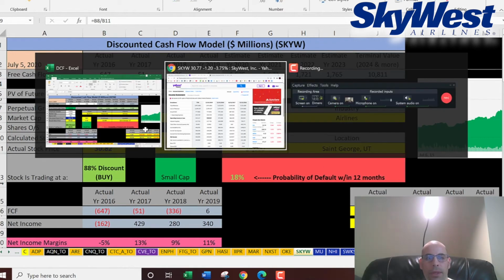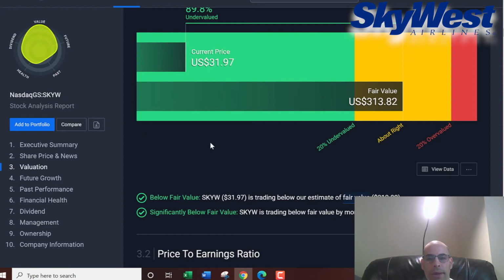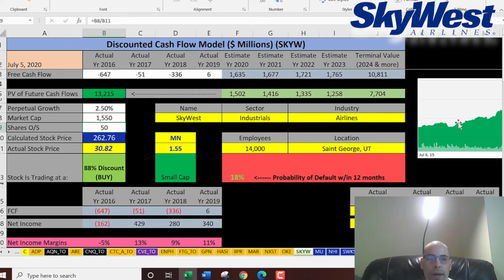Let's see what Simply Wall Street says the stock is worth. They're saying it's even higher. They're valuing the company at $314. So this was a hard stock to value because in my traditional DCF model, it came out with a negative value. And based off of the direction the company's going in terms of its financials, I had to use a more conservative discounted cash flow model.